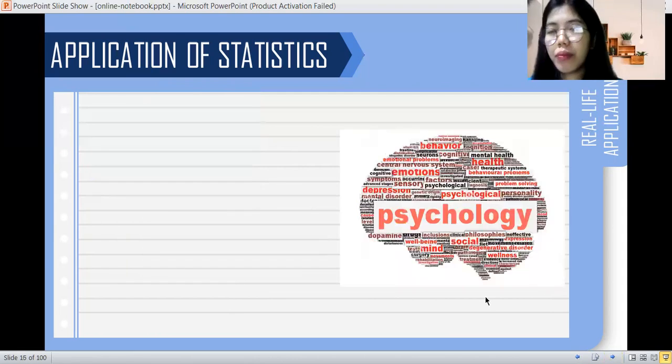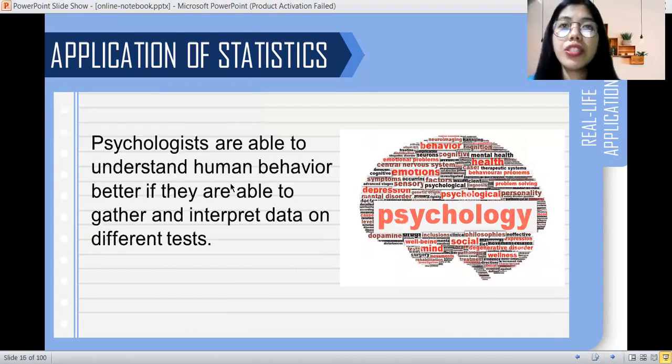Now, under psychology, nagagamit din po ito. Psychologists are able to understand human behavior better if they are able to gather and interpret data on different tests. Ano nga ba yung mga test na to? Kung nakarinig na kayo, yung mga tests like personality test, aptitude test, achievement test, and more. So these are used to determine the problems of a person or to understand the human behavior better. So yun po yung kagamitan niya sa psychology.